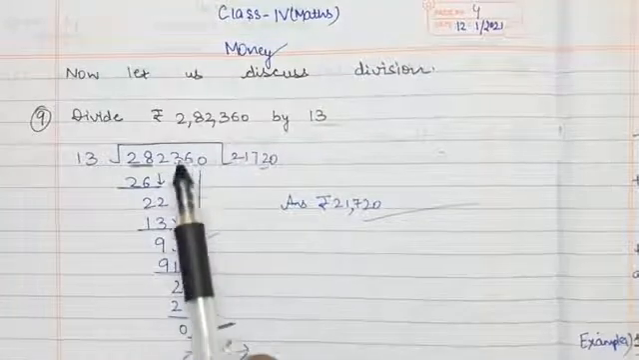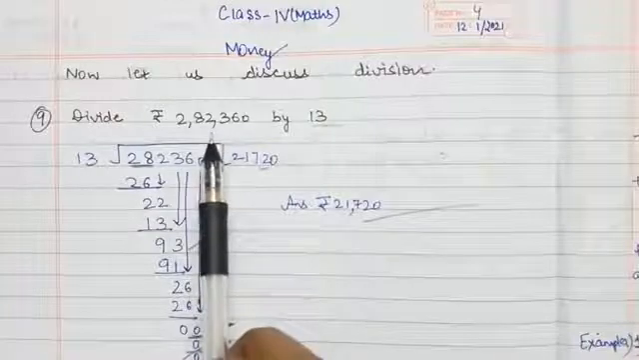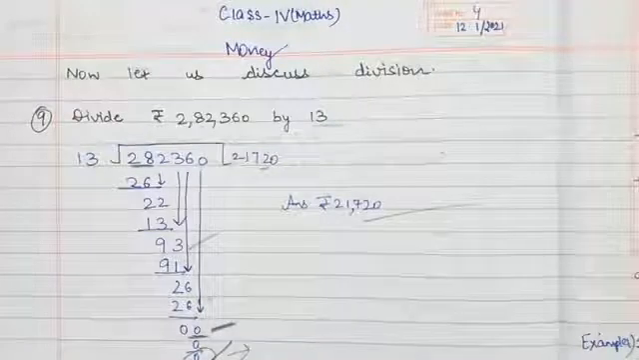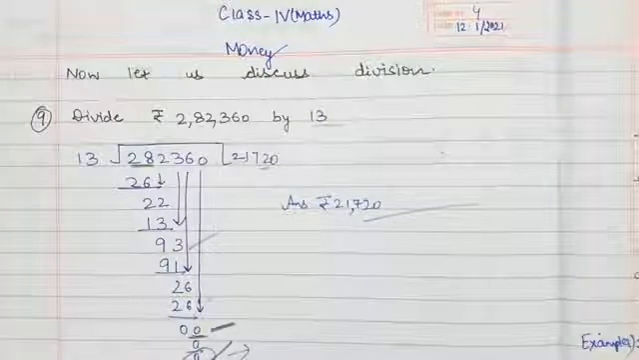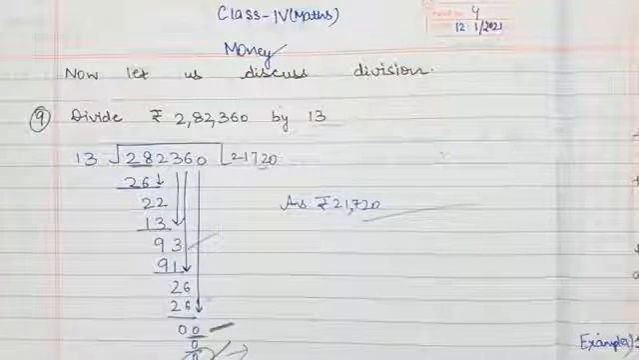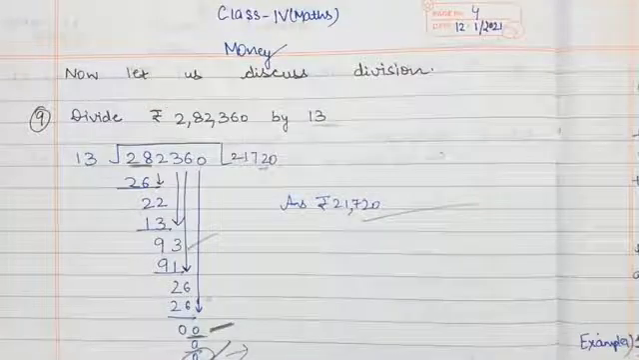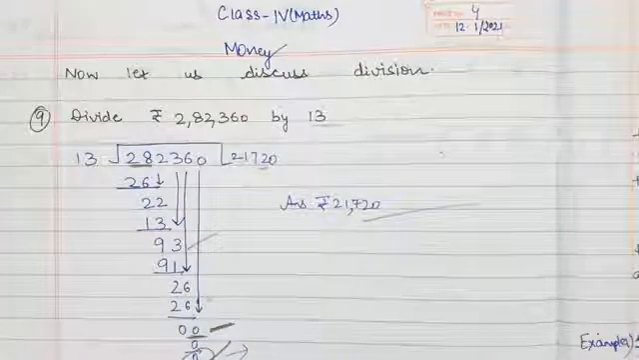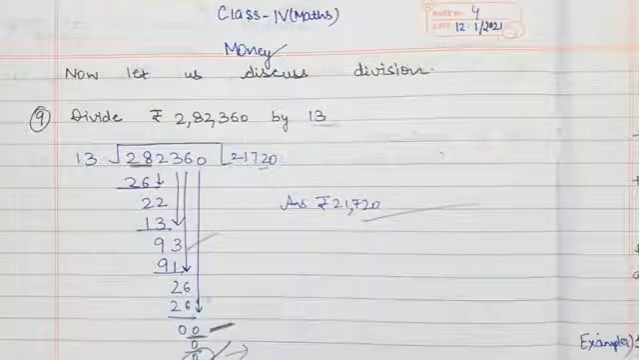Now let us discuss the division. Question is divide 2,82,360 rupees by 13. Children, now one thing keep in mind, I am going to say, start learning the tables on regular basis. Because if tables you will not learn, you will not be able to do the division. The factors chapter we have already done. So keep practicing the tables on regular basis.